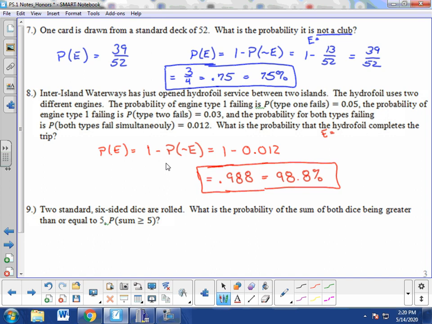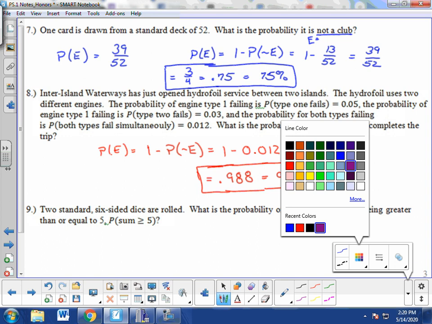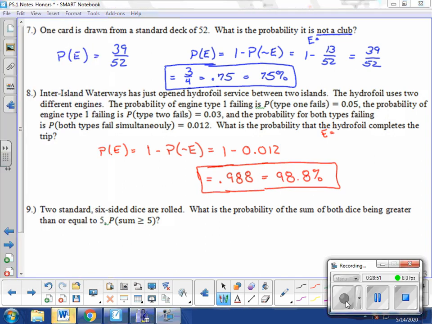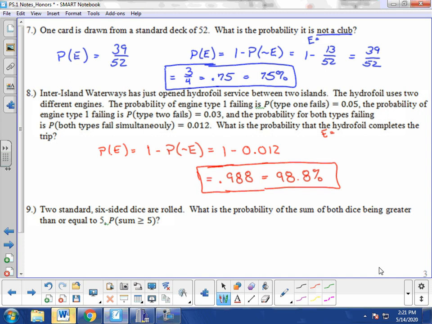Now, that's also going to be helpful in problem number 9. Go ahead and see if you can pause the video and figure out an answer to problem 9. Okay, well, hopefully you got an answer here. Now, this question says, two standard 6-sided dice are rolled. What is the probability that the sum of both dice is greater than or equal to 5?